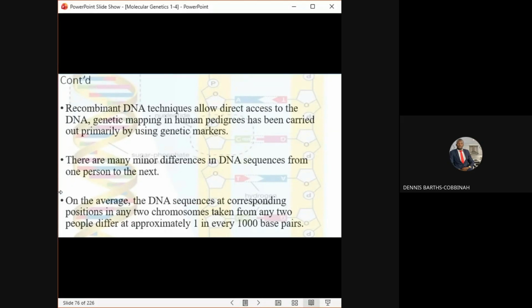You can only have one nucleotide change out of 1,000 sequences, which means these changes are quite infinitesimal. Even though you consider it to be quite infinitesimal, the impact is also huge, as observed in people with sickle cell anemia. You have the substitution of glutamic acid for valine, and that has caused their woe.